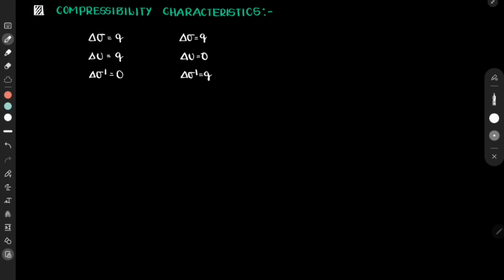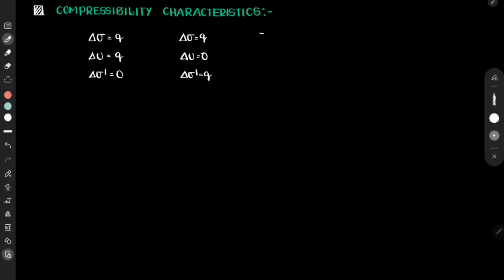So what happens during the consolidation? Initially, whatever the external load is, that is completely taken care of by the water. As time progresses, water escapes out and that load is transferred to the soil. That's why by the end of consolidation, this excess pore water pressure will become 0 and the complete load is transferred to the soil. That's why delta sigma dash is equal to Q.